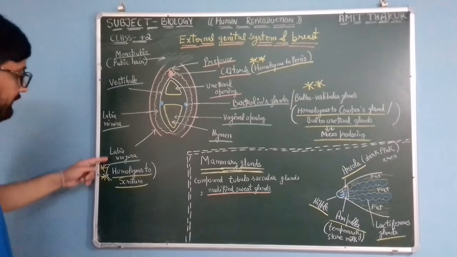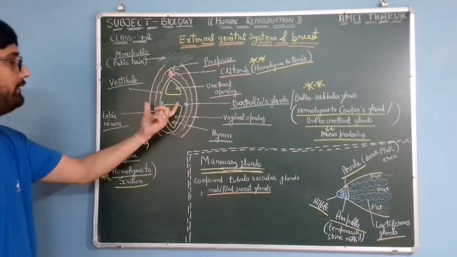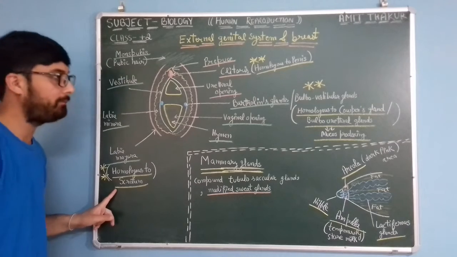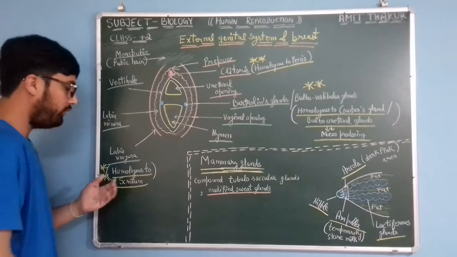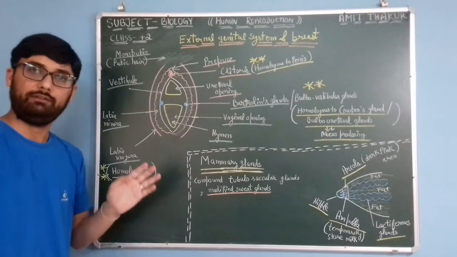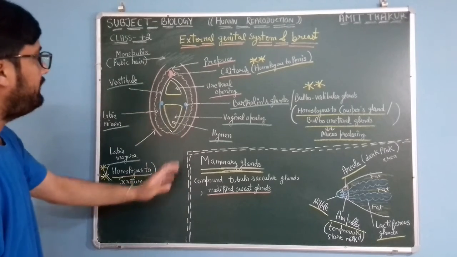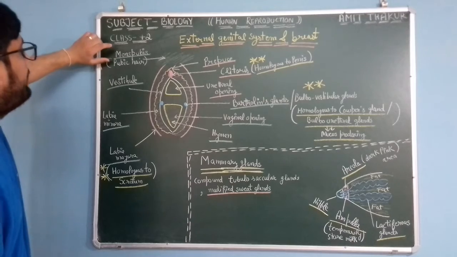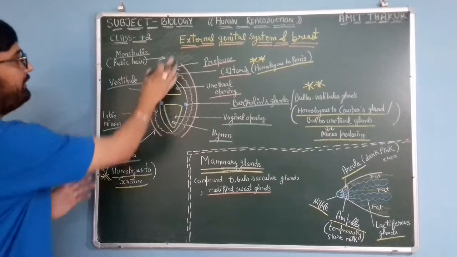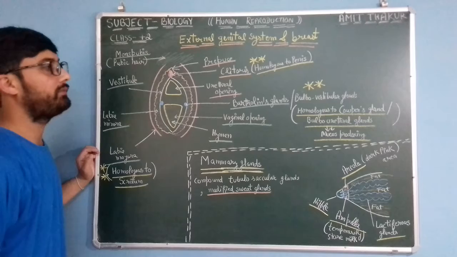And this labia majora, the outside layer of the external female genital system, is homologous to the scrotum in males. Okay, so these questions are asked many times, about the homologous structures in both male and female genital systems. So there are three homologous structures. Another is the mons pubis. At the top of the labia majora is the mons pubis, the area where the pubic hair grows.